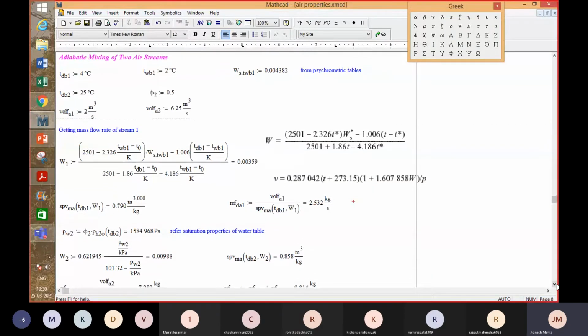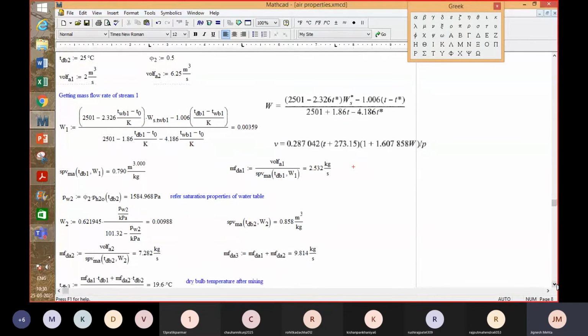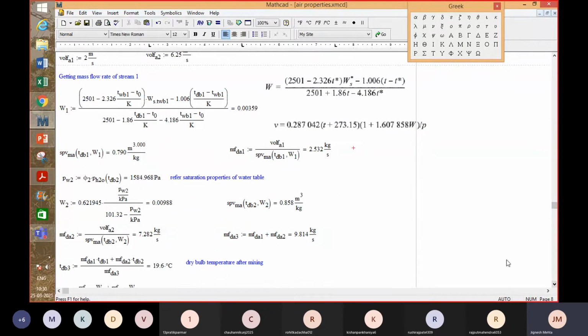For the formula, you need to get the value of W2. Now, what are the things given for state 2? Temperature, dry bulb temperature, and relative humidity. These two things are given. So to get W, you use this formula, 0.62198 times PW upon P minus PW. With the help of that, you get W2, and then you can get the specific volume.